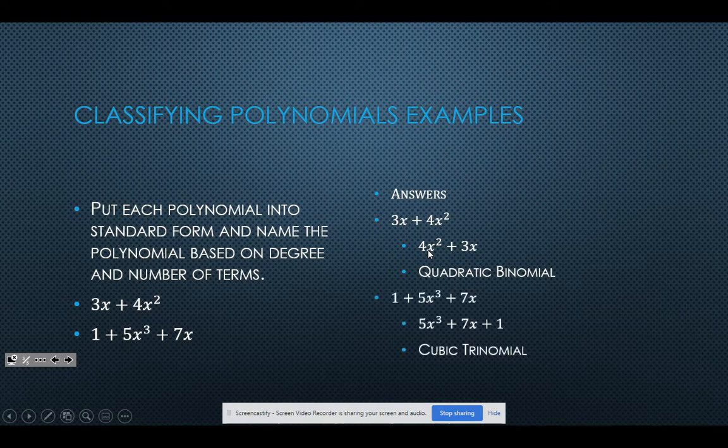The second one, we write it in standard form by going 5x to the third plus 7x plus 1. It has 3 terms, which makes it a trinomial, and the degree is 3, which makes it a cubic. Therefore, this polynomial is a cubic trinomial.